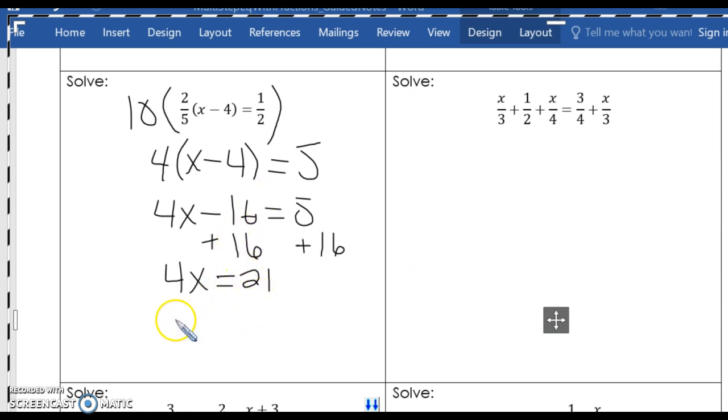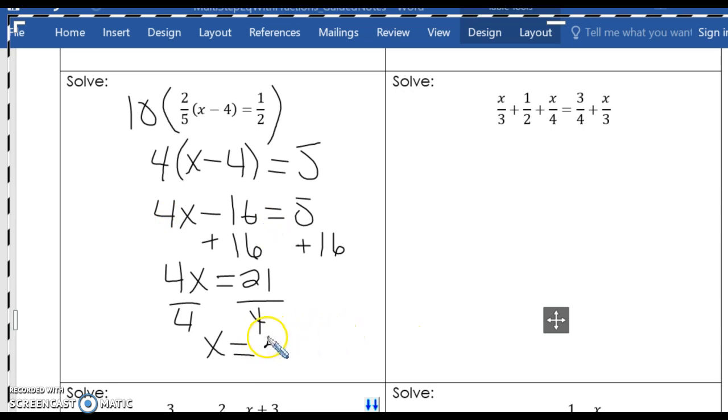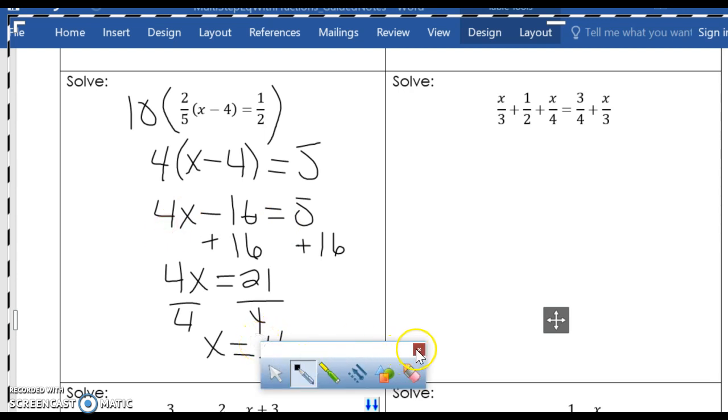Adding 16 to both sides gives us 4x equals 21. And then dividing both sides by 4 leaves us with x equals 21 fourths. Promise you that's 21 fourths, although it doesn't look like it.